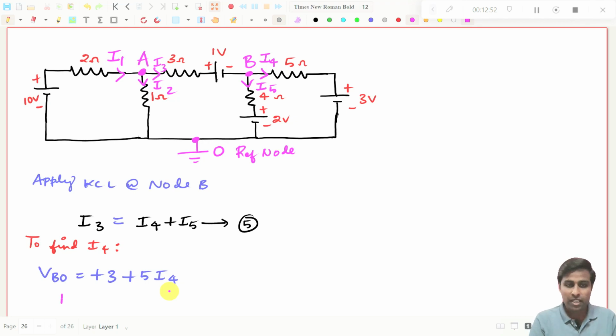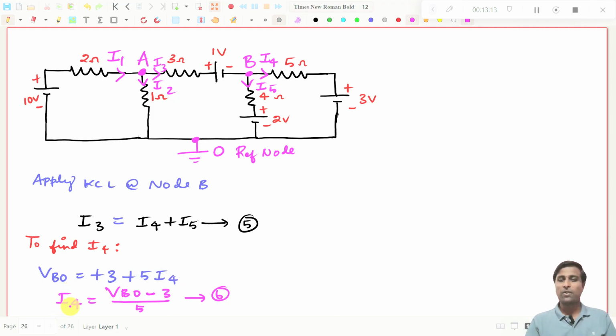Then you can easily find what is I4 from this expression. If I write I4, you have to bring VBO over, this will be minus 3, and this 5 would have come to the denominator side. So I4 equals VBO minus 3 divided by 5. This is expression number 6 now. So we have found what is I4.